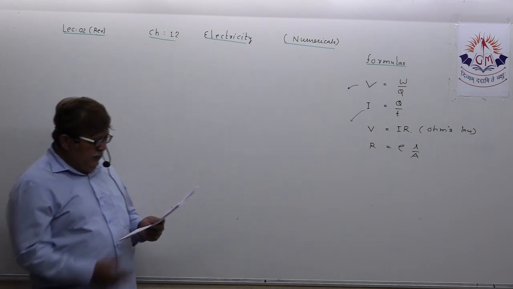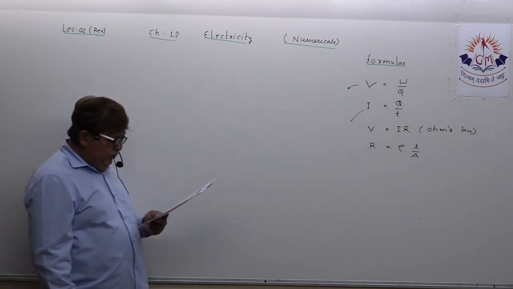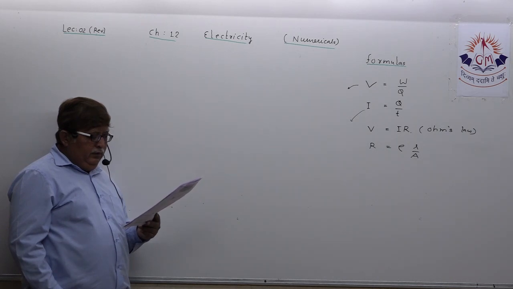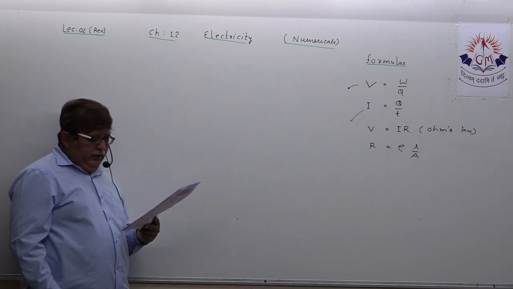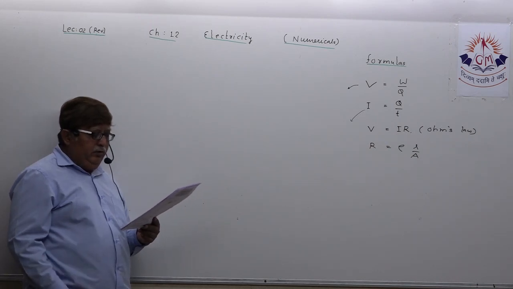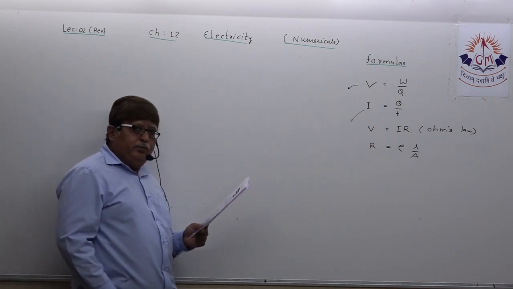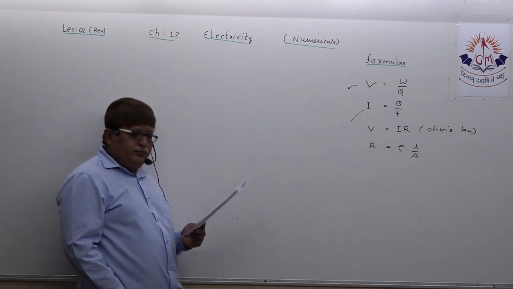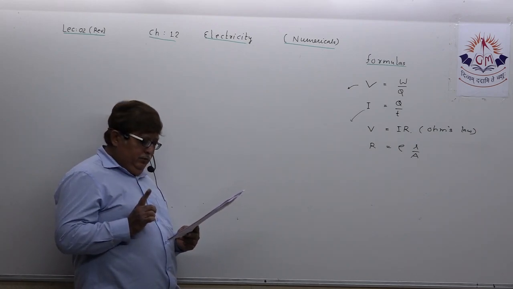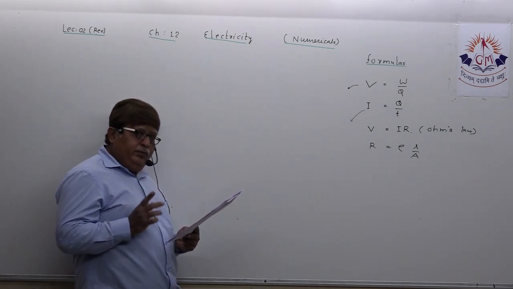Now, the ninth numerical. See that if 400 milliampere current flows through a bulb for 1 minute, then how many electrons pass through the bulb? You understood this particular numerical? Current has been given as 400 milliampere.